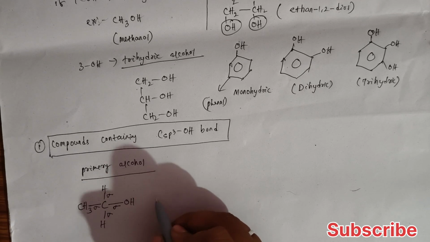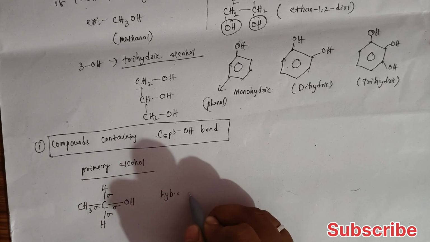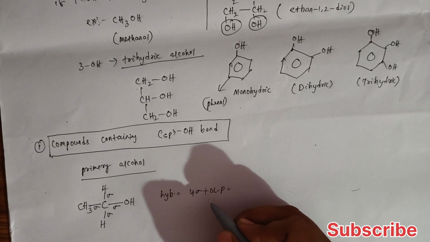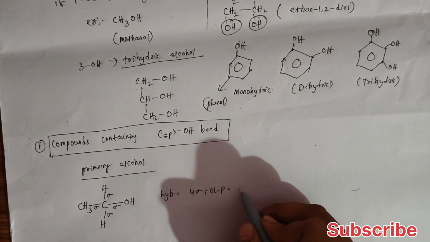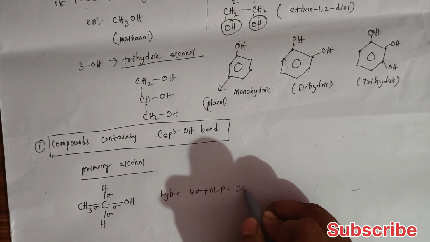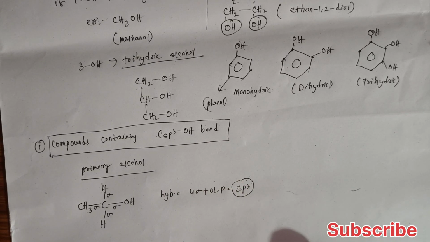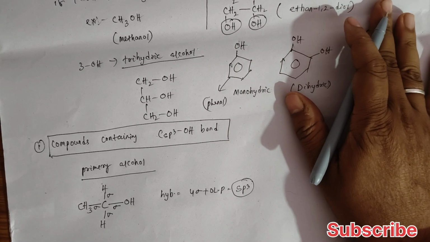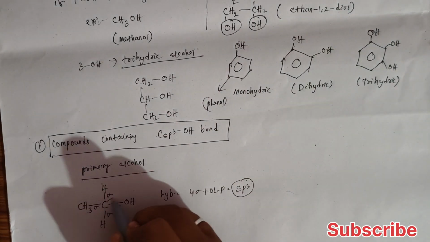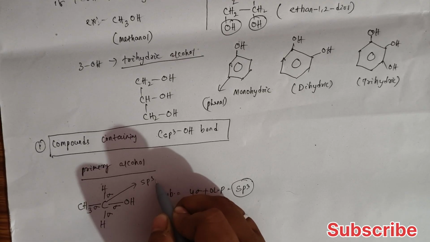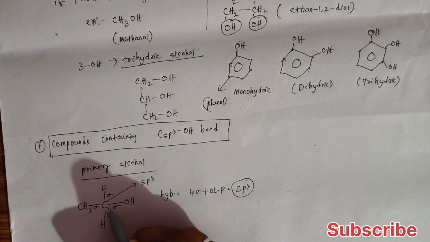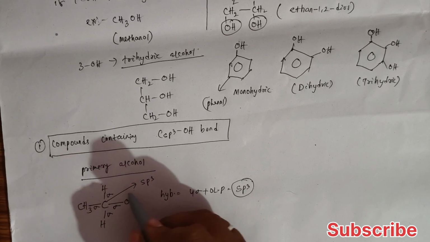If you calculate its hybridization, it is 4 sigma plus 0 lone pairs. That means only 4 sigma bonds are present. So 4 orbitals must mix with each other and sp3 hybridization must take place. So this carbon is sp3 hybridized, and an sp3 carbon is attached to the OH group. So this is an example of a primary alcohol.